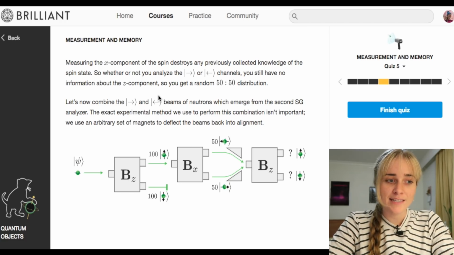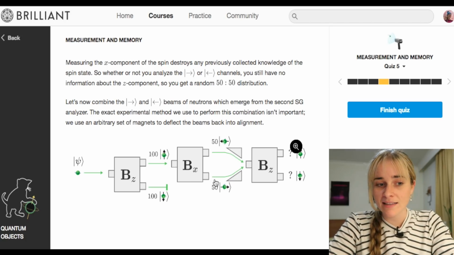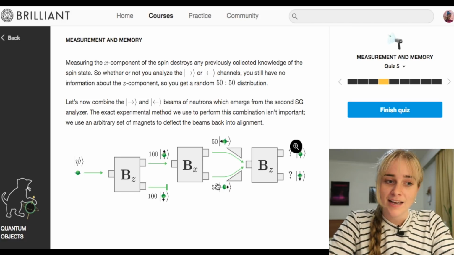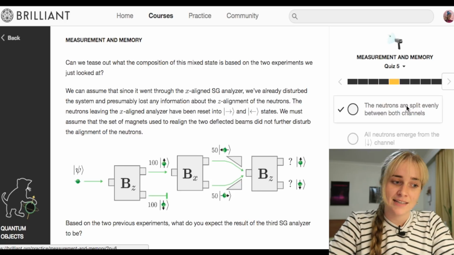If we combine the spin left and spin right beams of neutrons, which emerge from our second analyzer, the way that we combine these beams shouldn't be important. We're using magnets deflecting the beams back into alignment, and we have to assume that these magnets here are not affecting the spin of the particles in any way. So we're regathering both our sets of neutrons back here, putting them through another Z analyzer, and what would we expect to get out the end here?